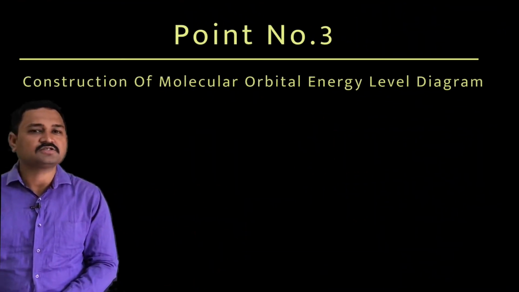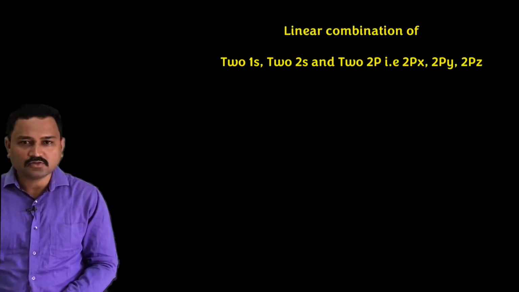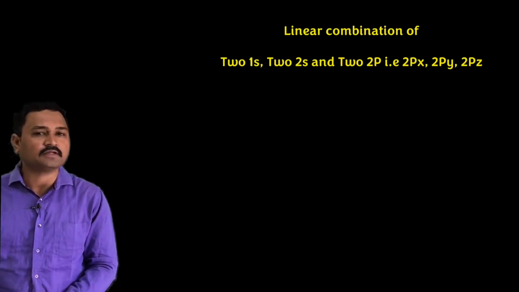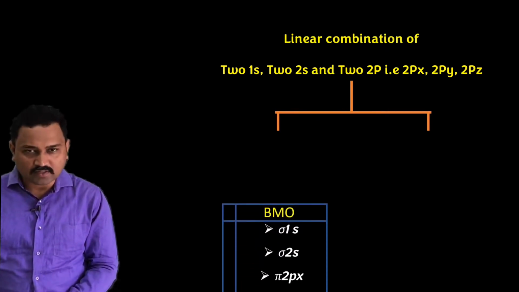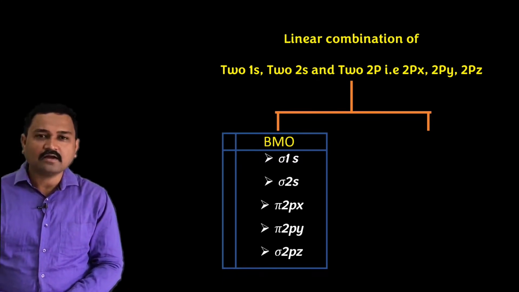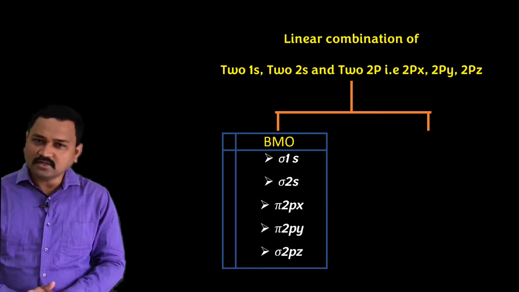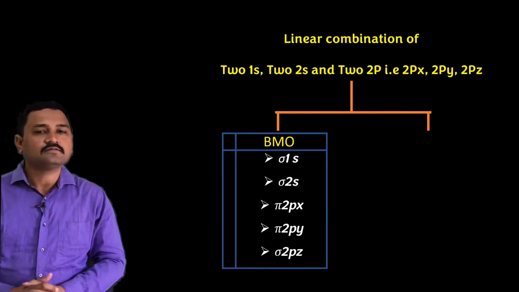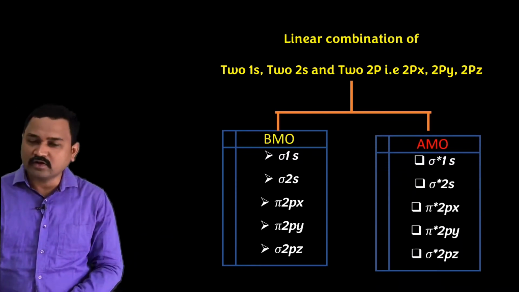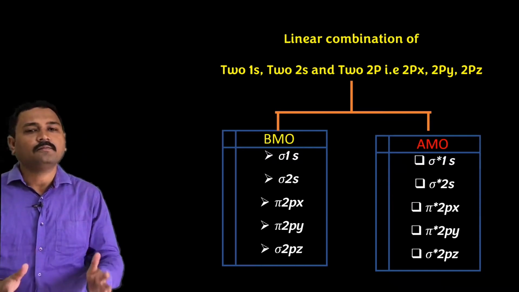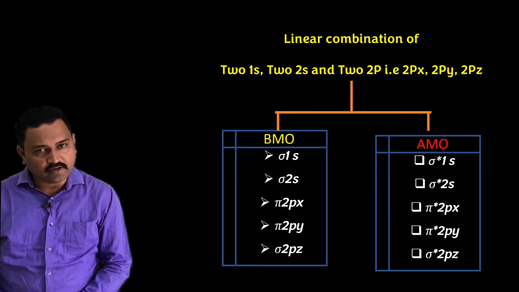Now the point number third, that is the construction of molecular orbital energy level diagram. The linear combination of the two 1s, two 2s and the two 2p atomic orbitals of both carbon atoms forms 10 molecular orbitals. Out of these 10 molecular orbitals, 5 are bonding molecular orbitals: sigma 1s, sigma 2s, pi 2px, pi 2py, and sigma 2pz. The remaining 5 are anti-bonding molecular orbitals: sigma star 1s, sigma star 2s, pi star 2px, pi star 2py and sigma star 2pz. So these are the 5 anti-bonding molecular orbitals.